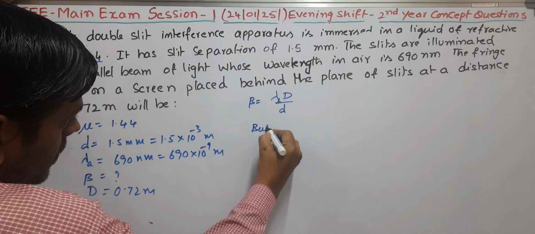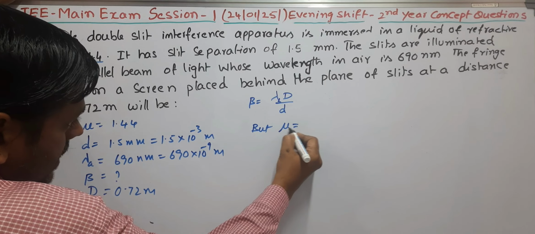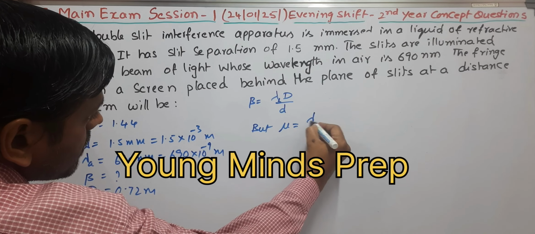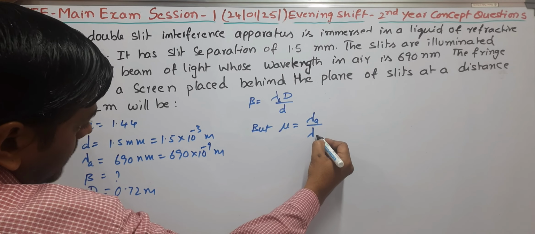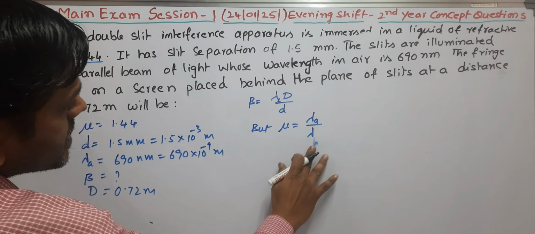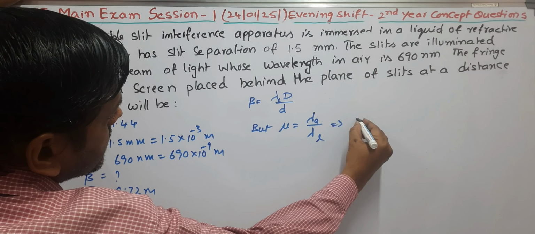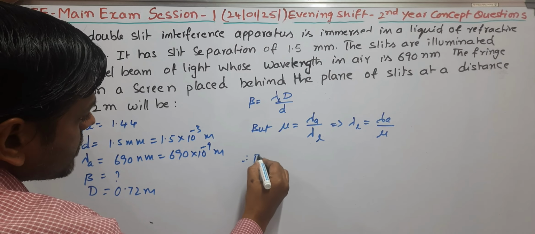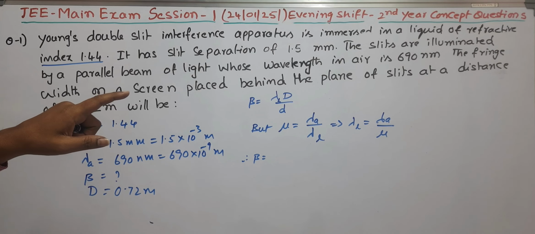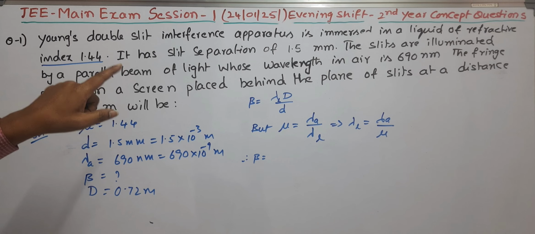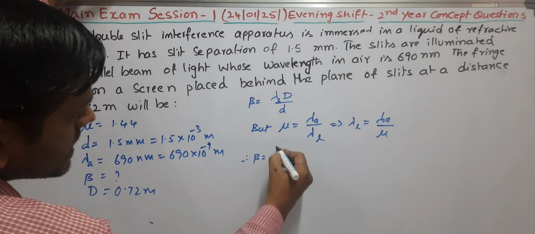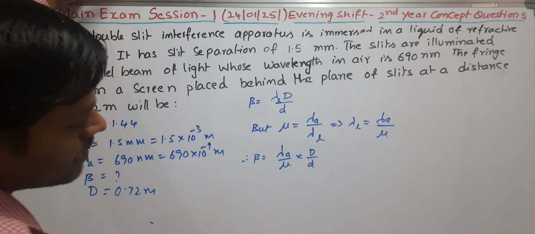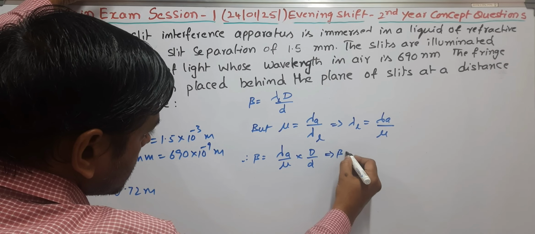But you know one thing: wavelength is related to refractive index. The wavelength of light in any medium compared with the wavelength of light in air, here the medium is liquid, that implies lambda L is equal to lambda A by mu. Therefore, the fringe width of interference of Young's double slit experiment in the given liquid is equal to lambda A by mu into capital D by small d.